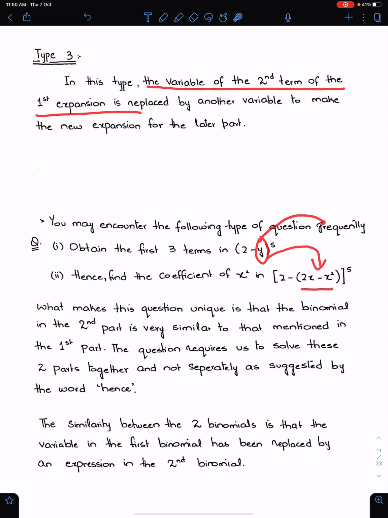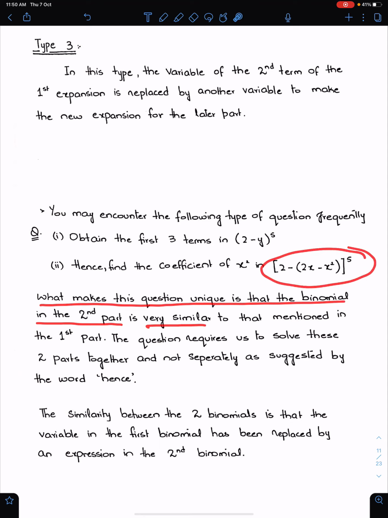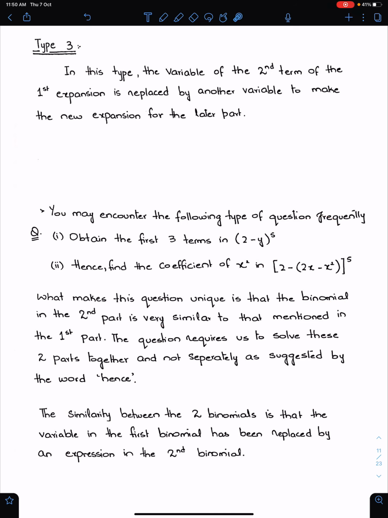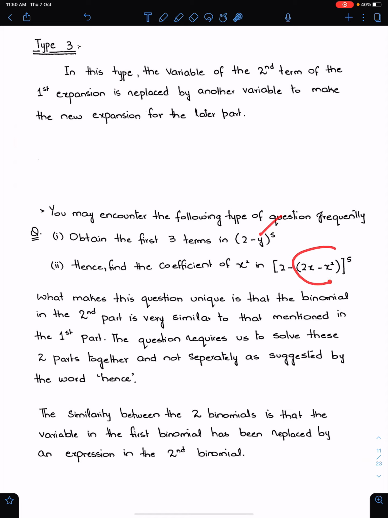See, this y is replaced by 2x minus x square. Now, this is very simple. What makes this question unique is that the binomial in the second part is very similar to that mentioned in the first part. Both are same. The question requires us to solve these two parts together and not separately, as suggested by the word hence. We have to use first part to solve this part. For that we need to replace y with this thing in the answer of first part.